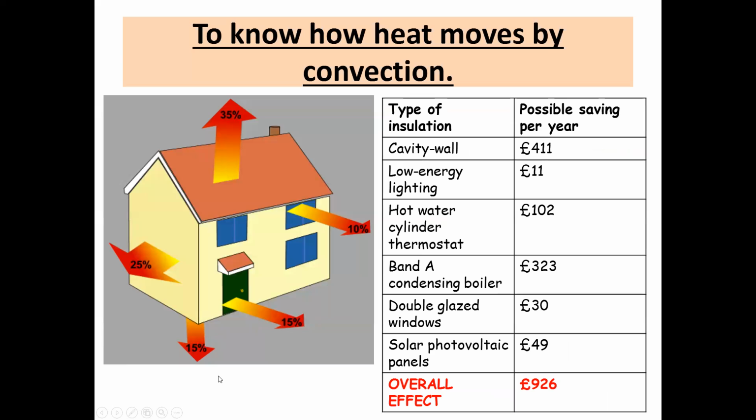So here is how heat moves by convection, okay, through a house, and by conduction, and also by radiation. You can see how much energy is being lost through the windows, through the roof, through the walls, through the floor, and indeed through the door. Now there are things you can do. So you can put cavity wall insulation. If you put an extra layer of insulation on the walls of the house, it stops that 25% from escaping. If you put in loft insulation, that might stop some of that 35% from escaping.